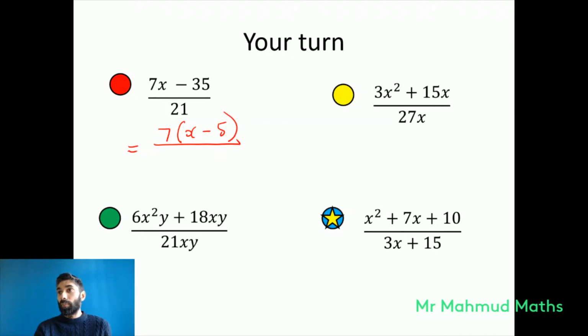Just like Mr. Matra said, exactly. And all over 21. Now you will notice that 7 goes into 21 3 times, and we're left with x minus 5 at the top, and at the bottom we're left with just 3. And that's our final answer.